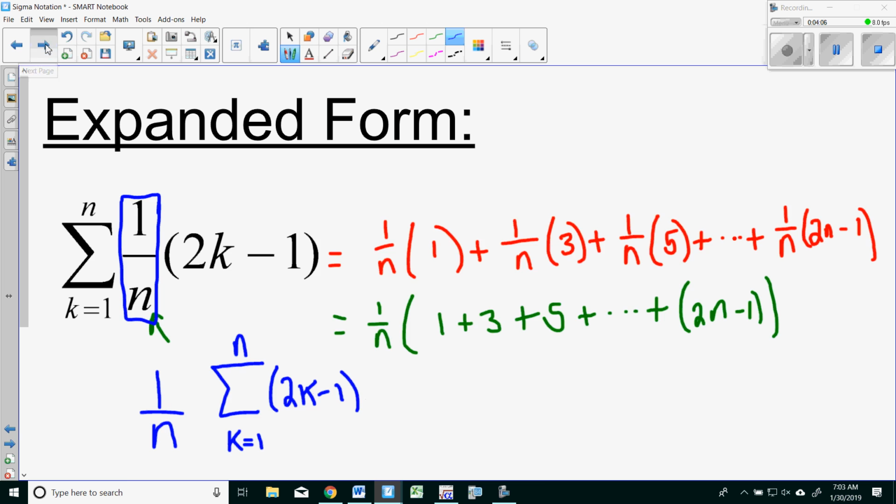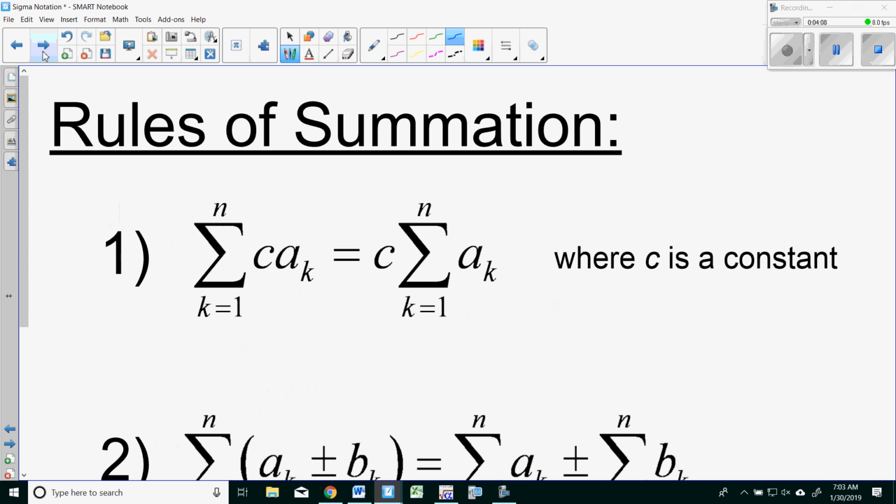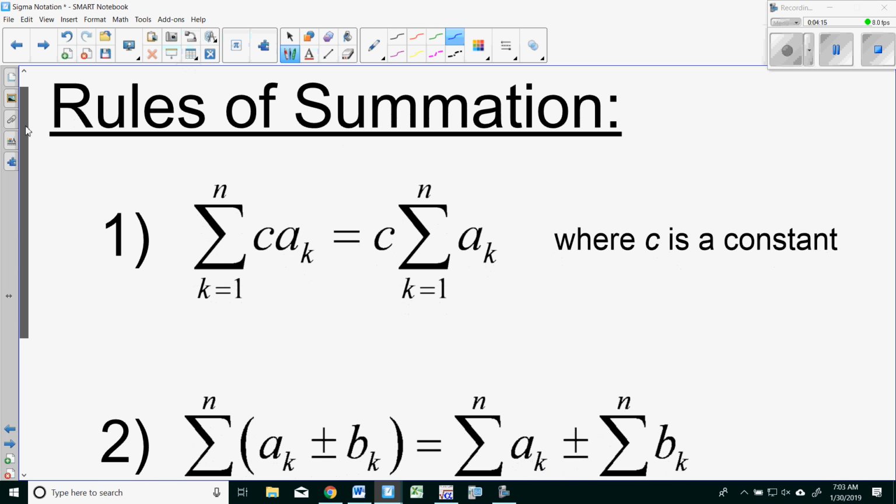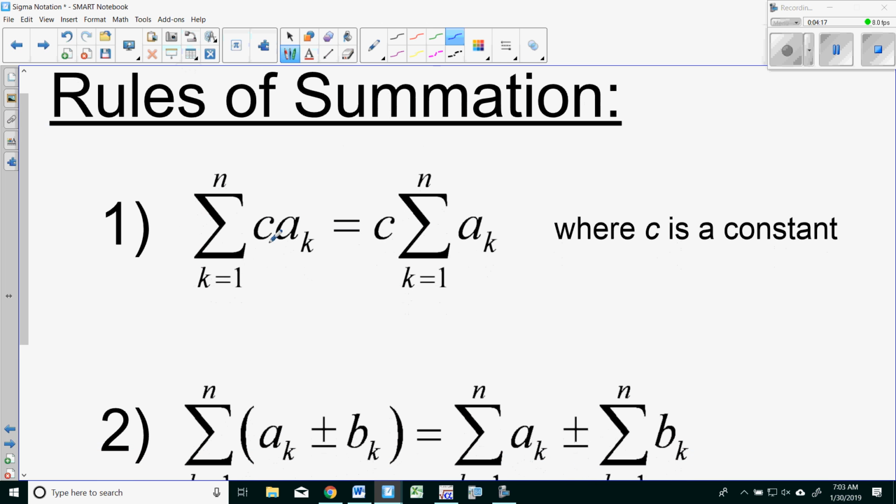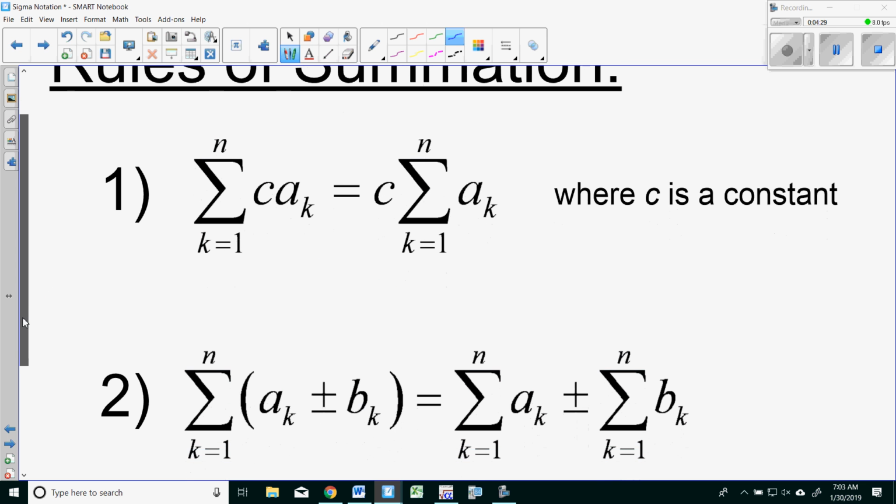Okay. So here are our rules of sigma notation, and I'll give you a second to write these down. And the first one is the one that we just talked about. If you have a constant in the sigma, you can just pull that out in front of the summation notation and then just deal with the sigma. Our second rule is that if you have a plus, you can split this into 2 separate sigma notations and treat each one individually.